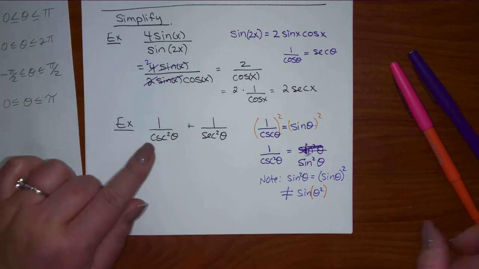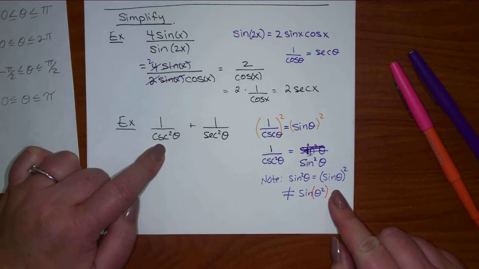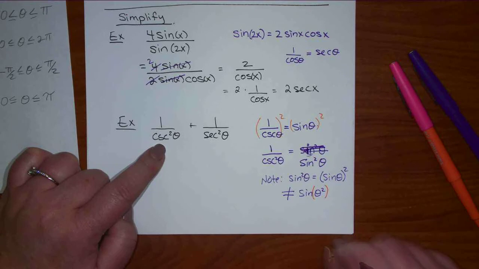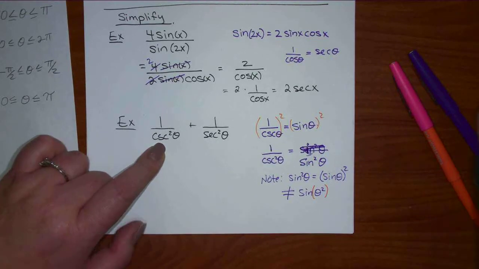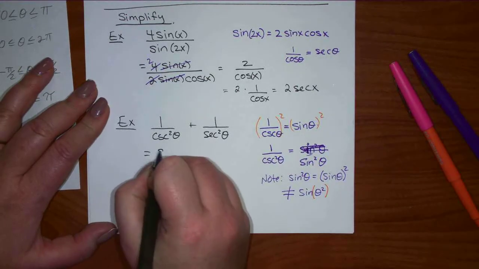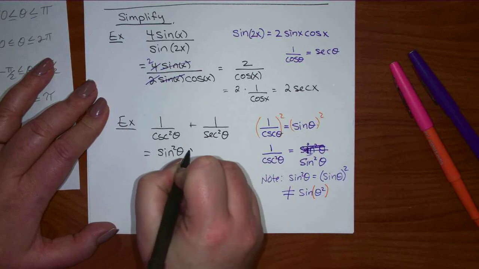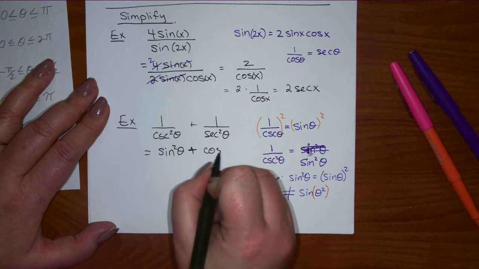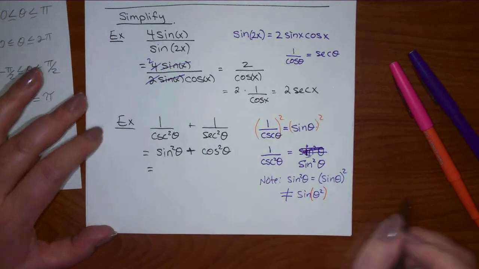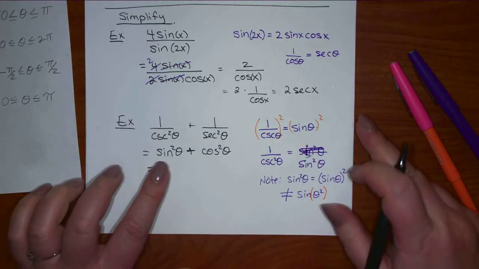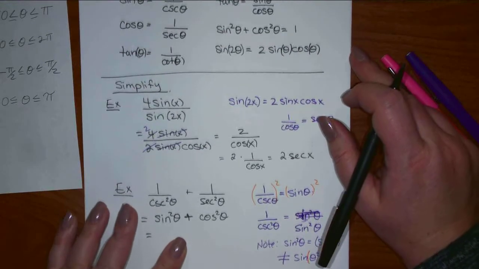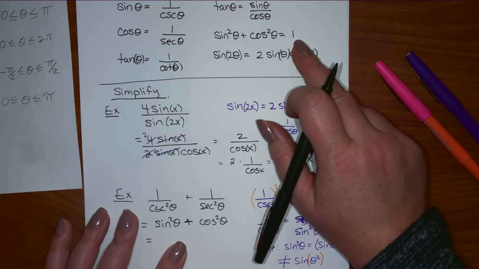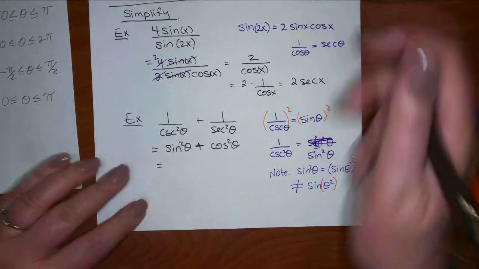Okay, so back here, what would be 1 over cosecant squared? So 1 over cosecant is sine, so 1 over cosecant squared would be sine squared. And what about 1 over secant squared? Doing the same thing. Cos squared. And this is equal to sine squared plus cos squared, which is up here, equal to 1. So this is equal to 1.